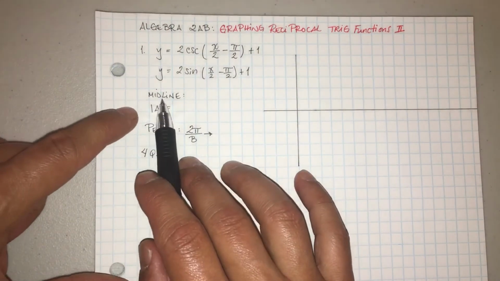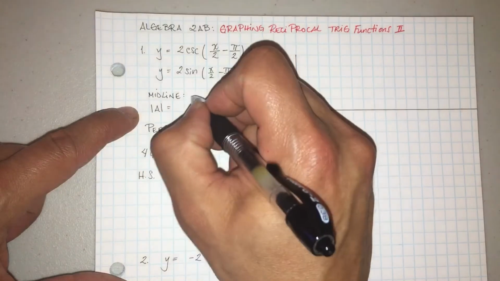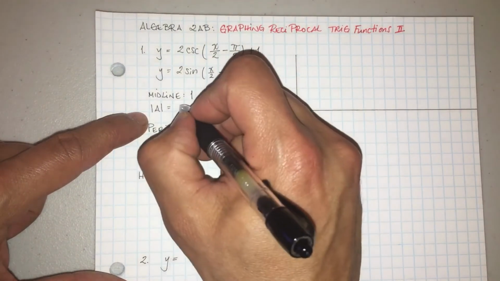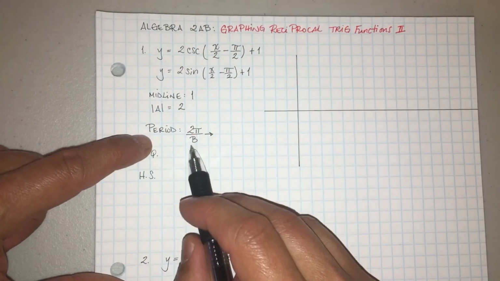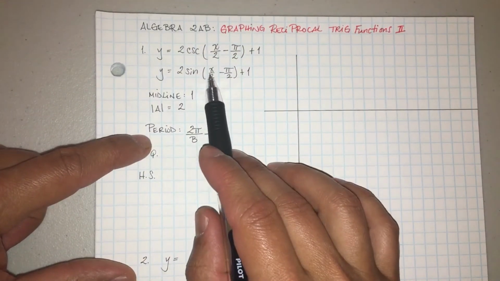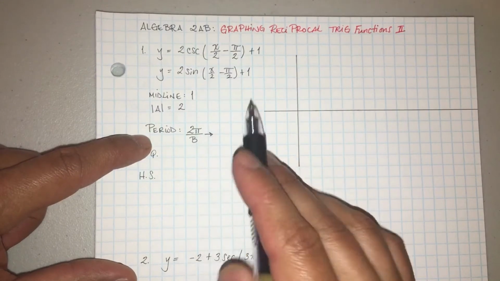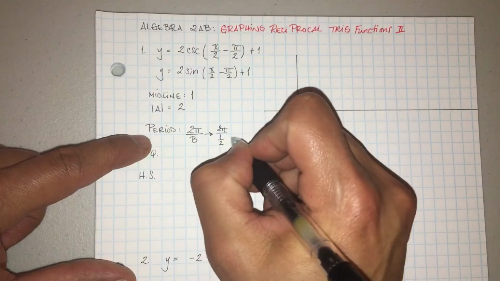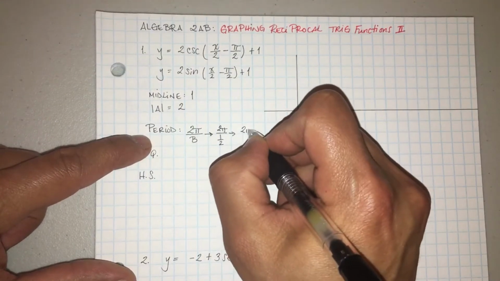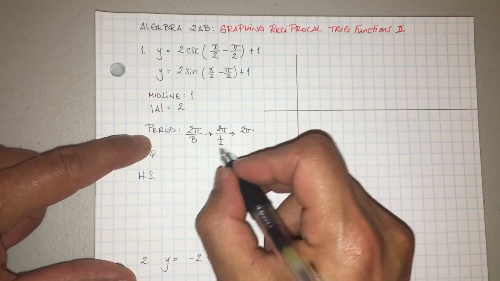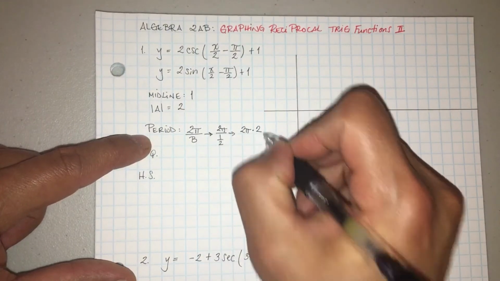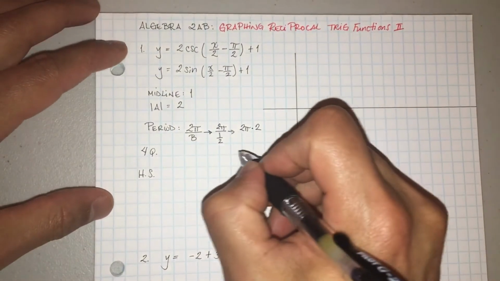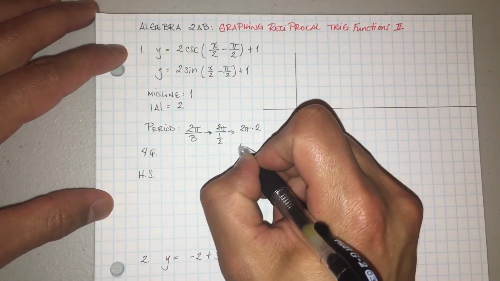What's my midline? Well, it's the number out here, so that's a 1. Easy enough. Amplitude is the number in front of the sine, that's a 2. Period is 2 pi over whatever's in front of the x. What's in front of the x is actually a 1/2, so 2 pi divided by 1/2. Remember, dividing is the same thing as multiplying by the reciprocal. The reciprocal of 1/2 is 2, so you're multiplying by 2. That gives me a period of 4 pi.